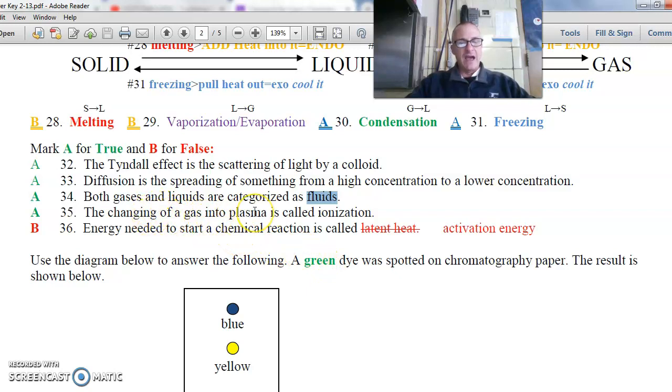The changing of a gas into plasma is called ionization. That is true. Changing of a gas into plasma is ionization energy. What is plasma? It is ions.